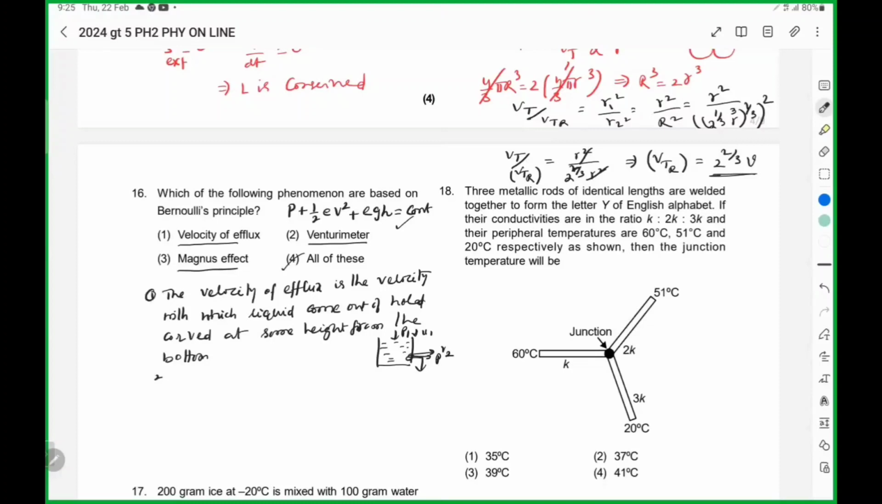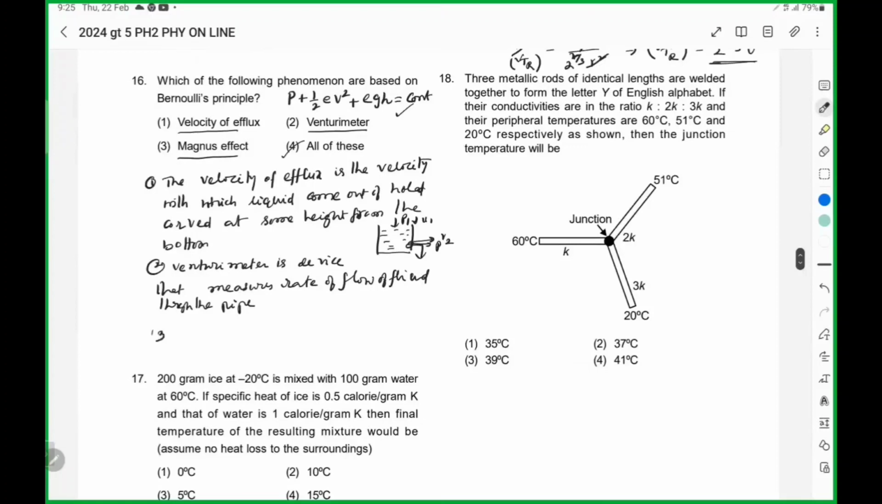So the Venturi meter is also like that. Venturi meter is a device that measures the rate of flow of fluid through the pipe. So this also works based on Bernoulli's principle.